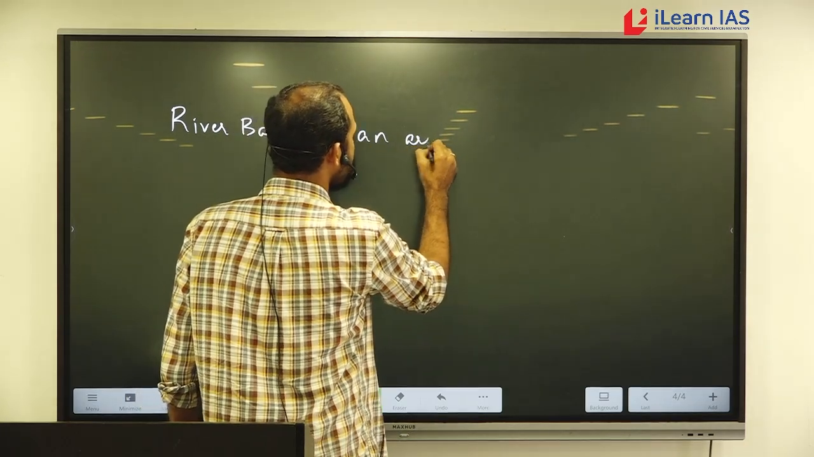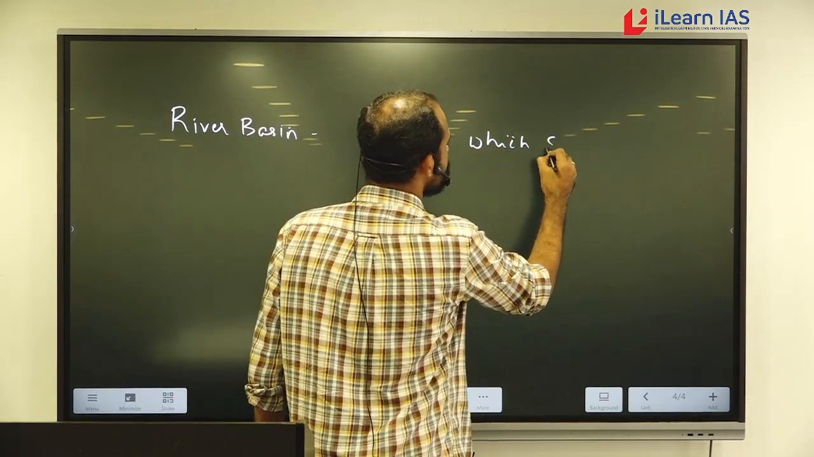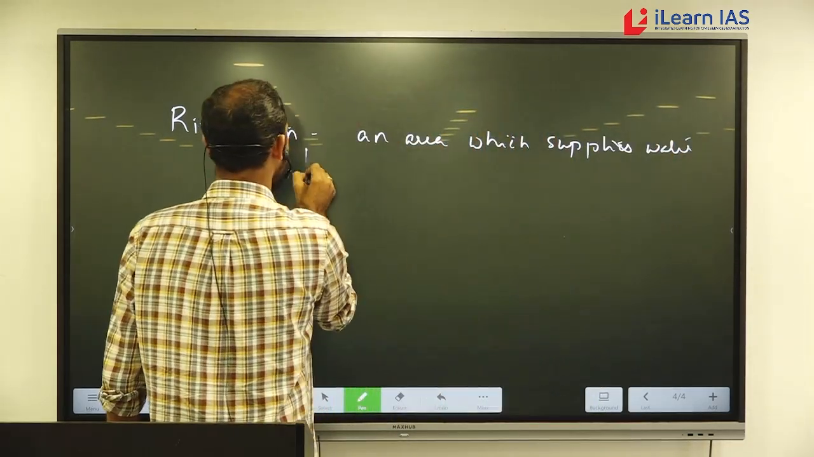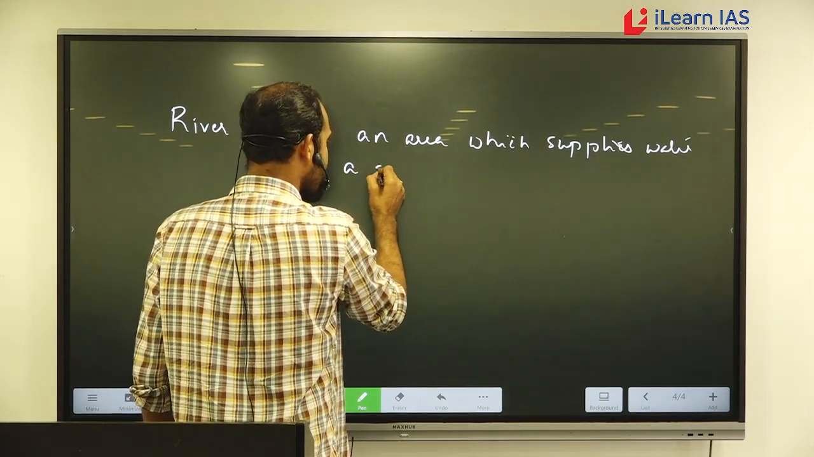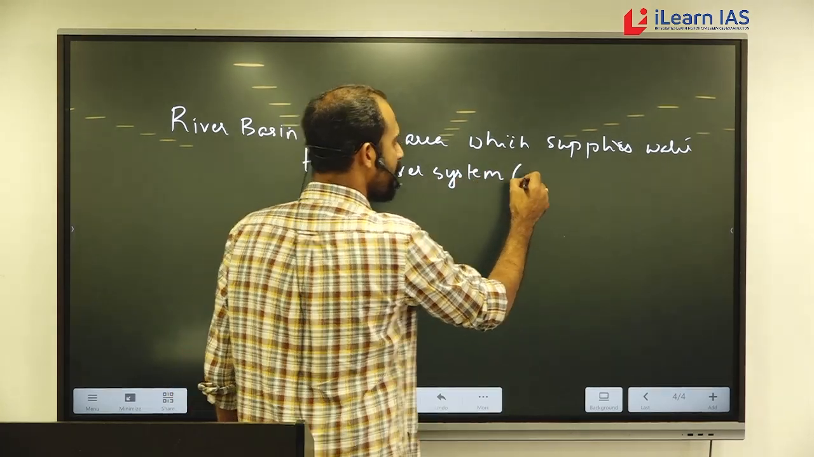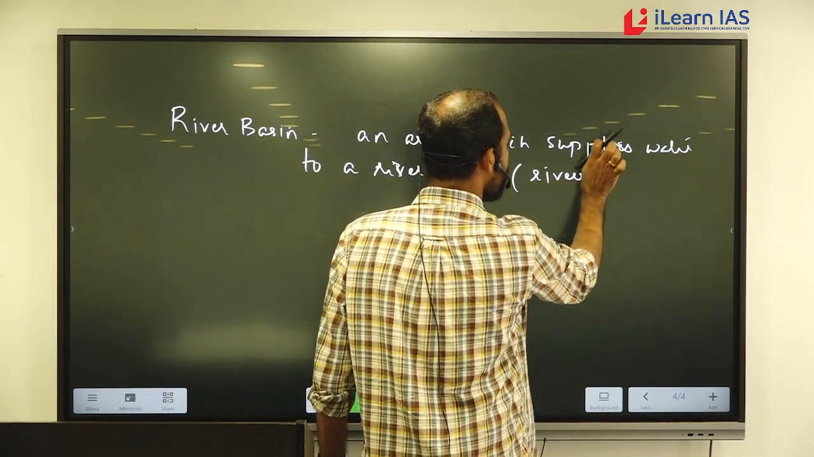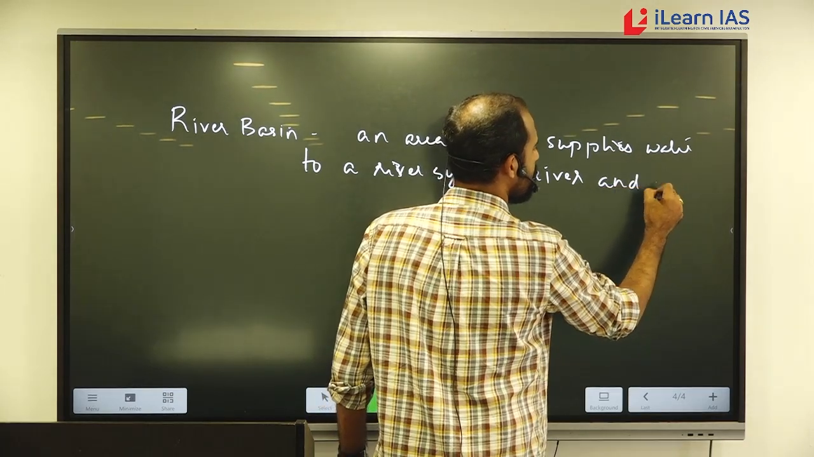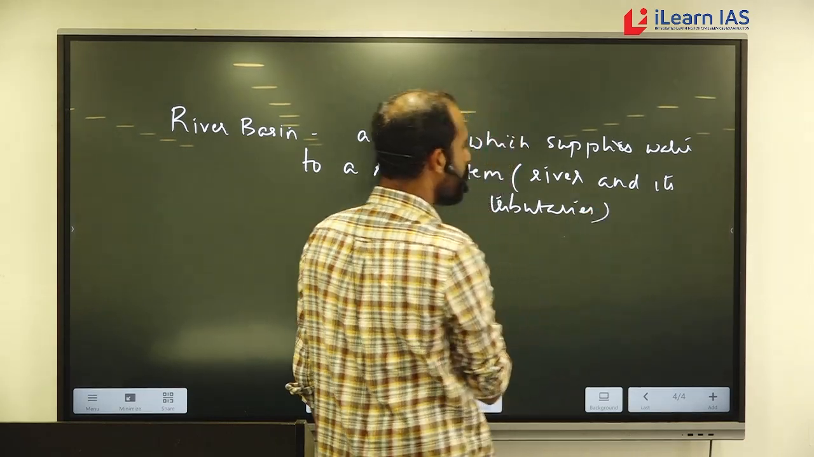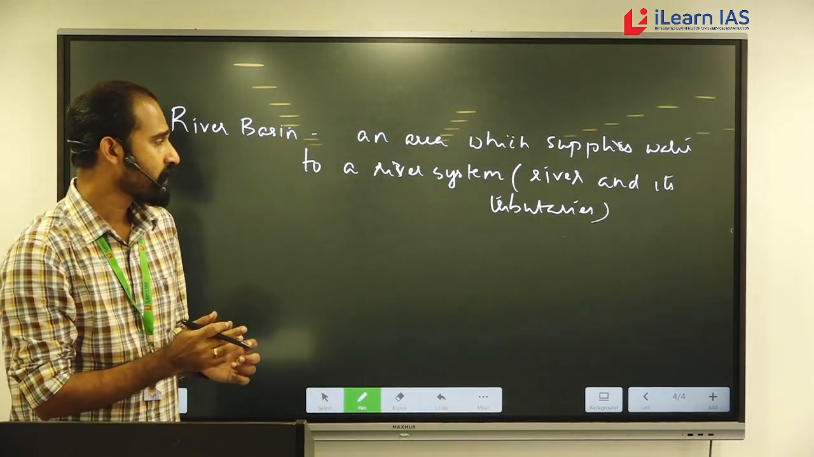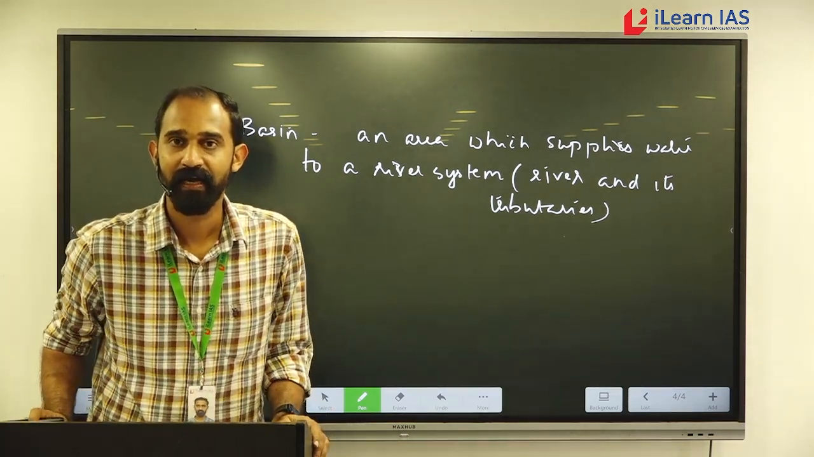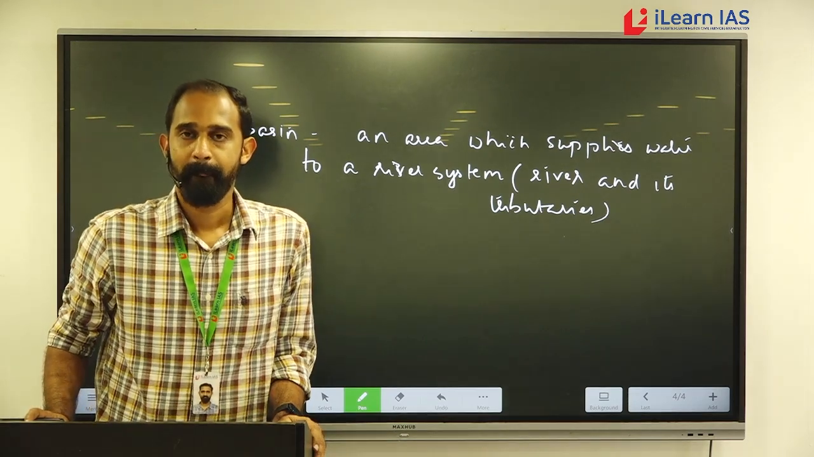An area which supplies water to a river system. River system എന്ന് പറഞ്ഞാൽ എന്താണ്? A river and its tributaries. അതായത് ഒരു റിവറിലേക്കും അതിൻ്റെ ട്രിബ്യൂട്ടറീസിലേക്കും വെള്ളം സപ്ലൈ ചെയ്യുന്ന ഏരിയ ആണ് എന്ത്? റിവർ ബേസിൻ.